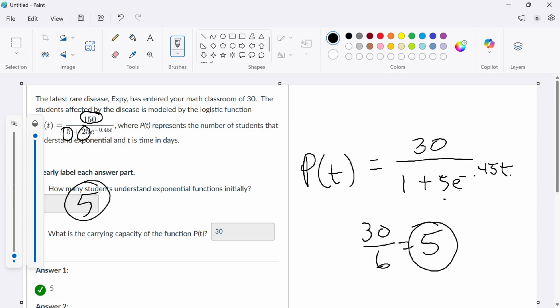And the student did get that right. See, 5, check mark. Then it says, what is the carrying capacity? Well, the carrying capacity, once I've simplified, is the number on top. That's the value of k, the carrying capacity. The maximum number of students who can understand exponents, who get this disease, XP.